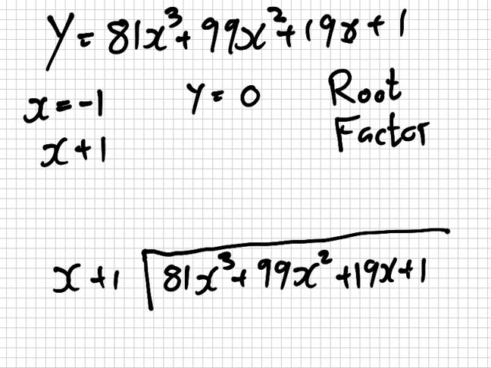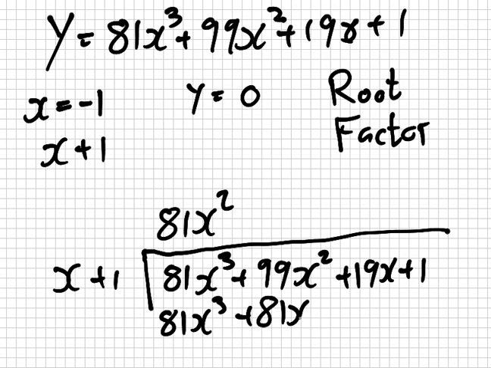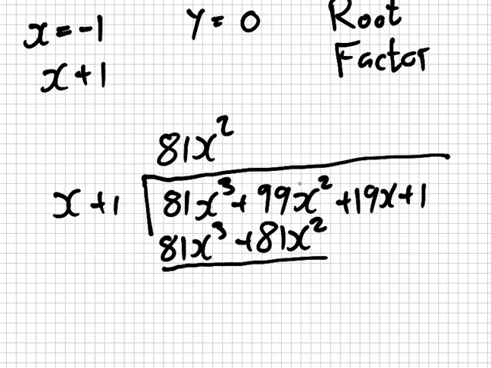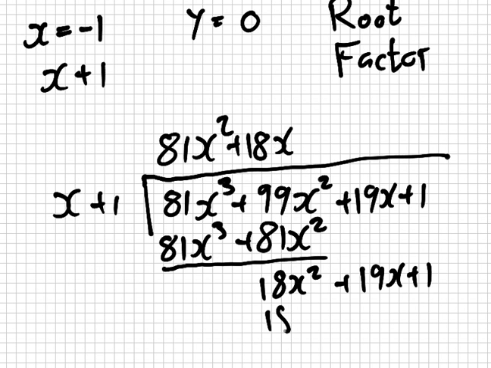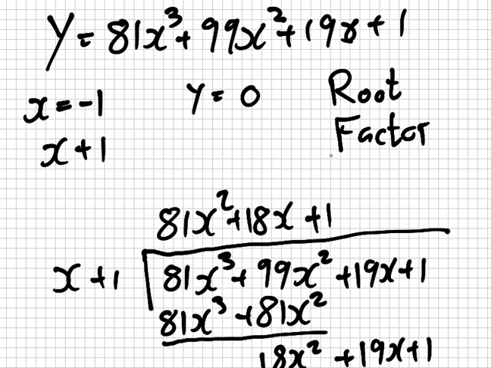Alright, so first I need 81x squared. And I have 81x cubed plus 81x squared. Subtract. I have 18x squared plus 19x plus 1. So here I need 18x. 18x squared plus 18x. Subtract and I get x plus 1. So what do I need here at the end? 1. So that's enough. Okay, this has two factors as well.